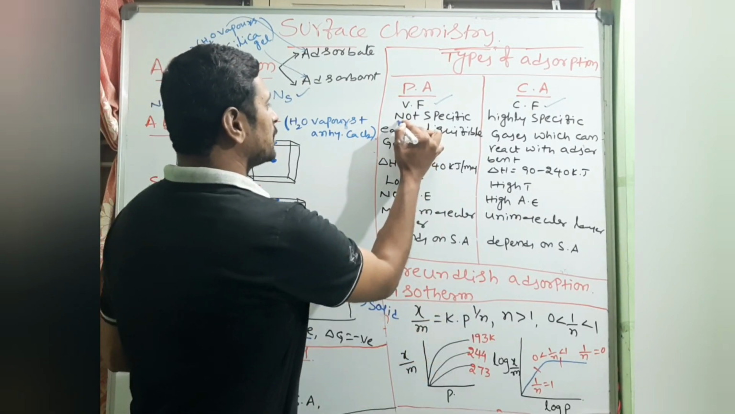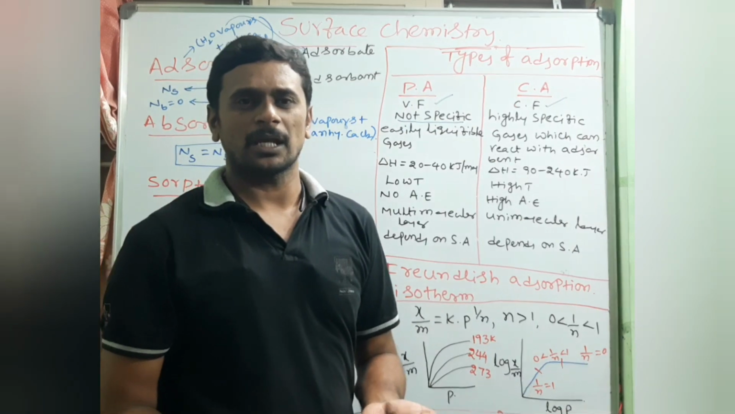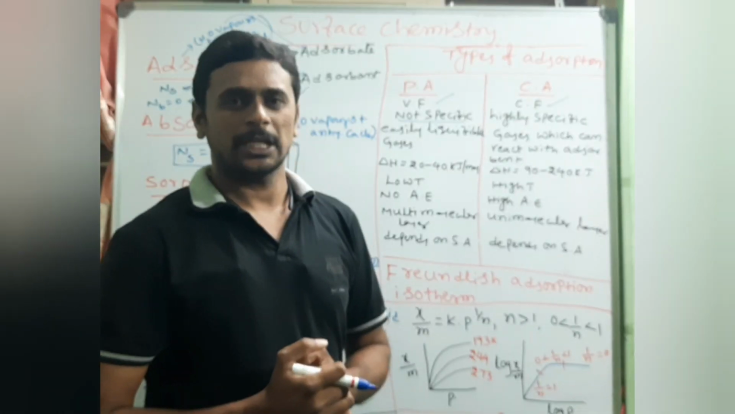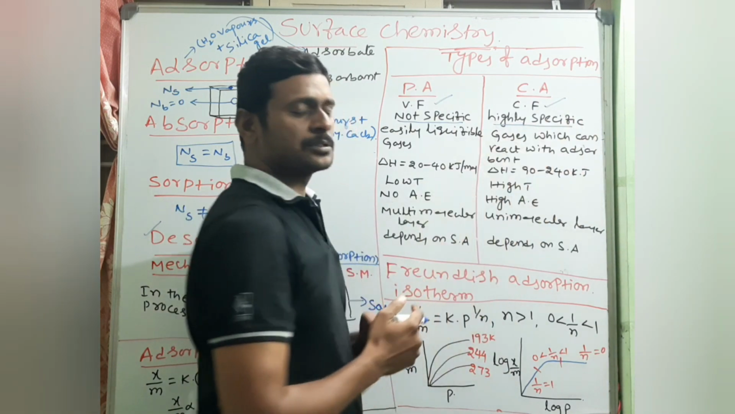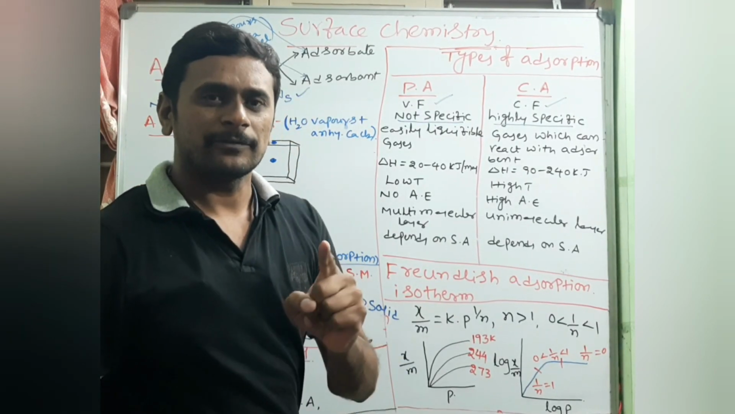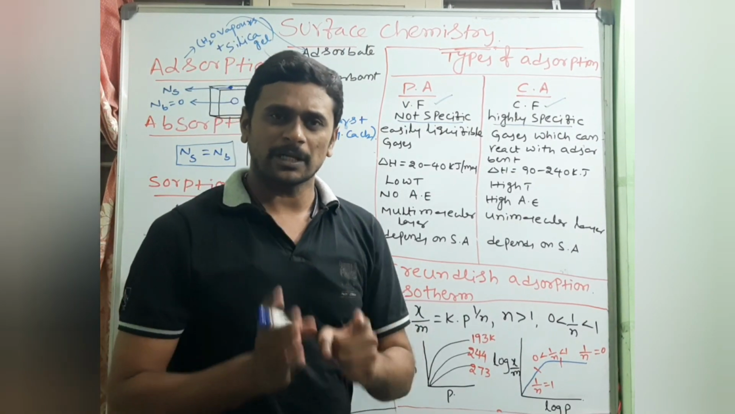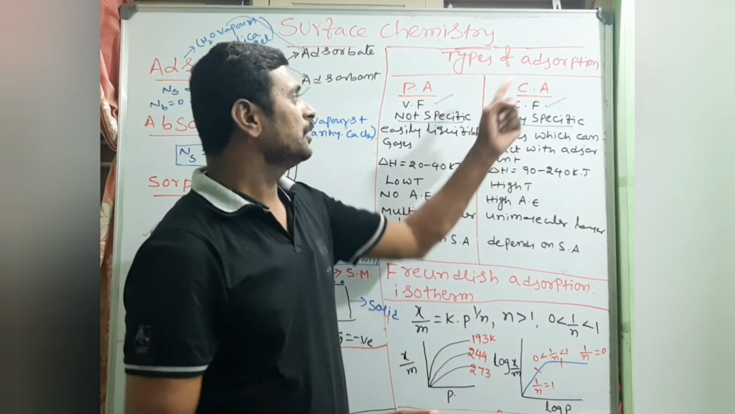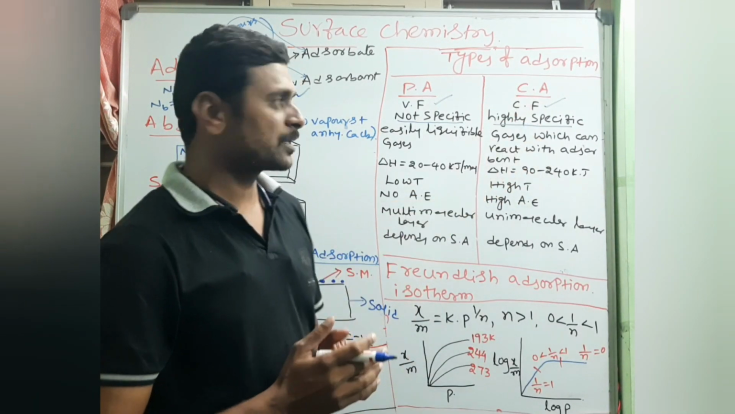Now, physical adsorption is not specific, meaning on any solid material, physical adsorption takes place. Chemical adsorption is not like that. If a chemical reaction takes place between the adsorbate and the adsorbent, then chemisorption is possible. That's why it is highly specific.